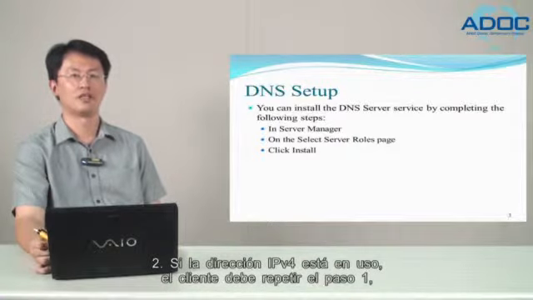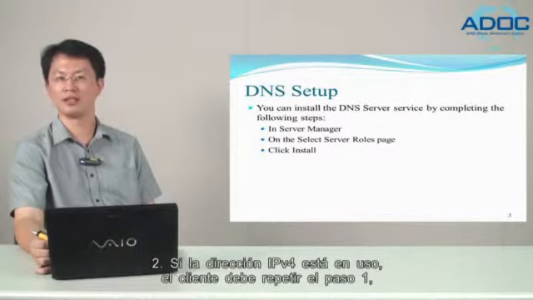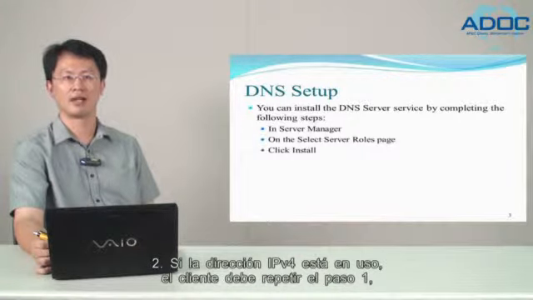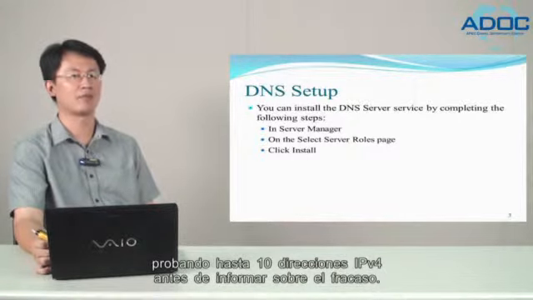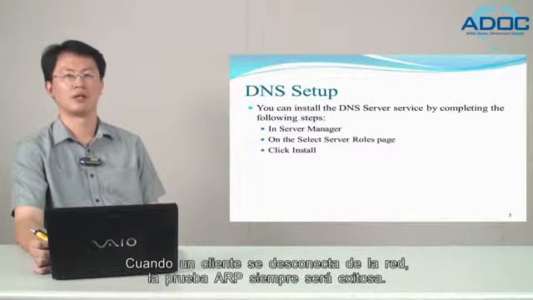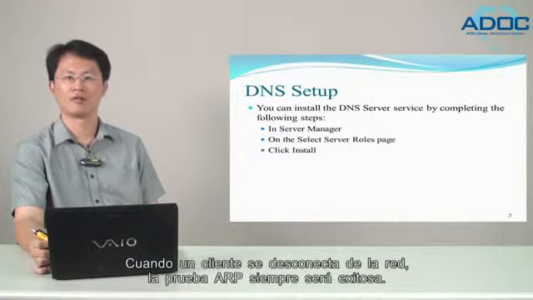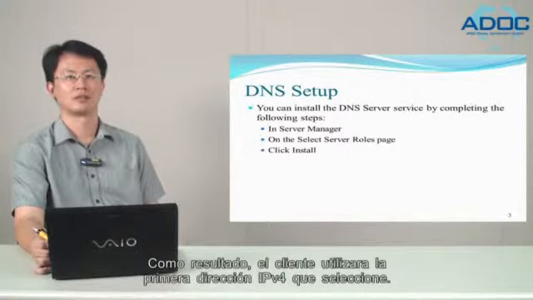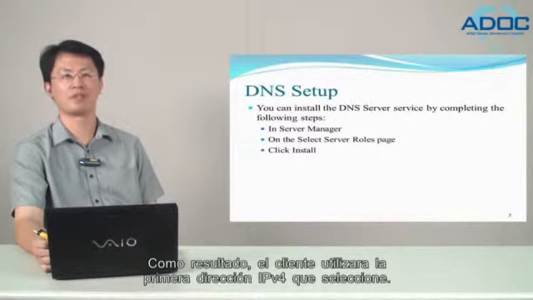Second, if the IPv4 address is in use, the client repeats step 1, testing up to 10 IPv4 addresses before reporting failure. When the client is disconnected from the network, the ARP test always succeeds. As a result, the client uses the first IPv4 address it selects.